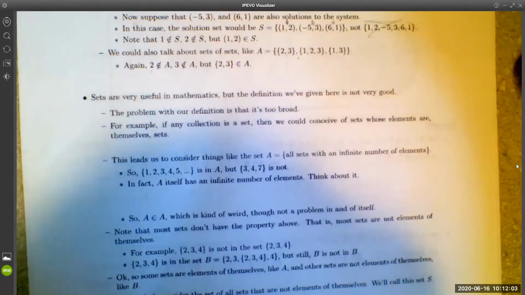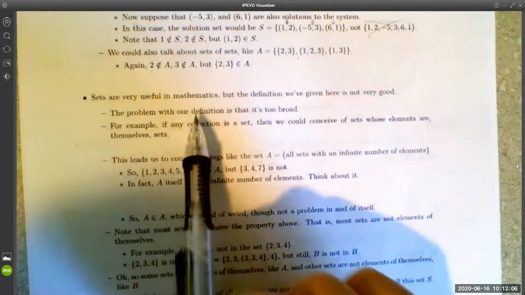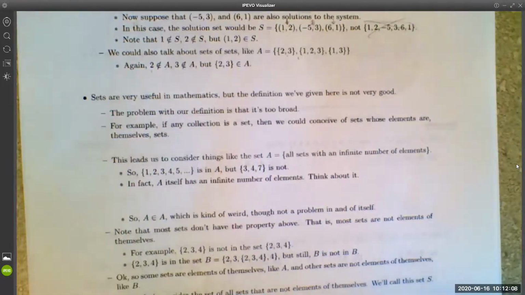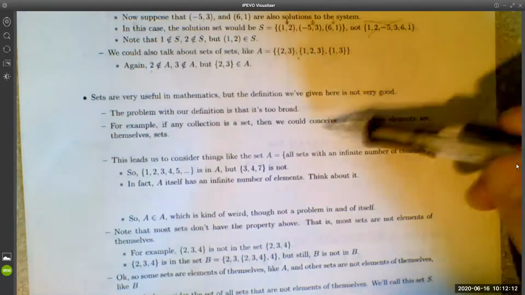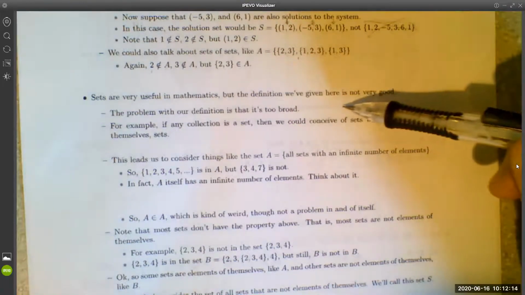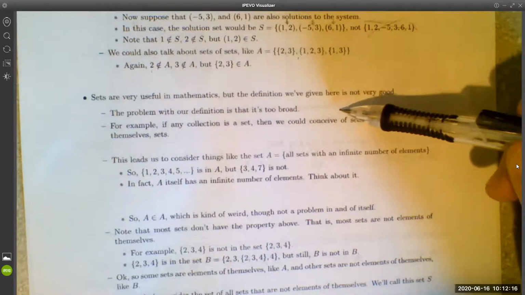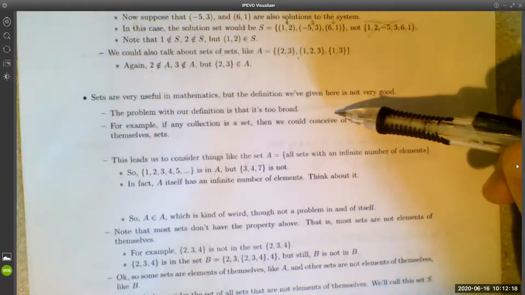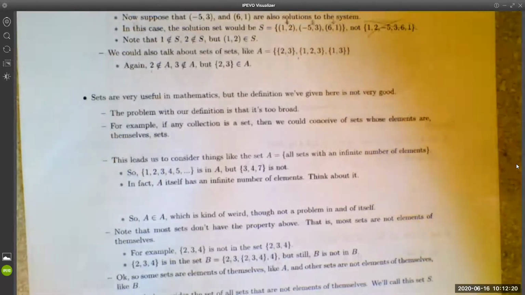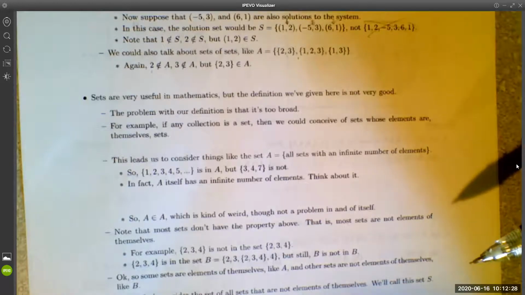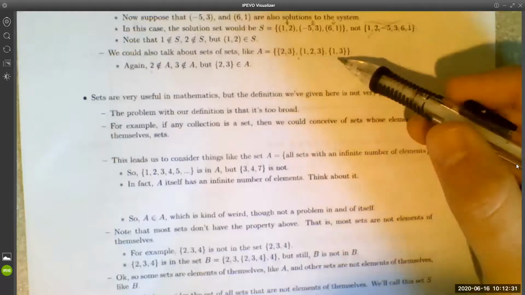So sets are really useful in mathematics. They're really fundamental to all kinds of stuff that we do in math. But the definition that we've given in this section is not a very good definition because it's too broad. It's so broad that it causes us to arrive at certain contradictions. And this is particularly a problem when we start to think about sets of sets, right?